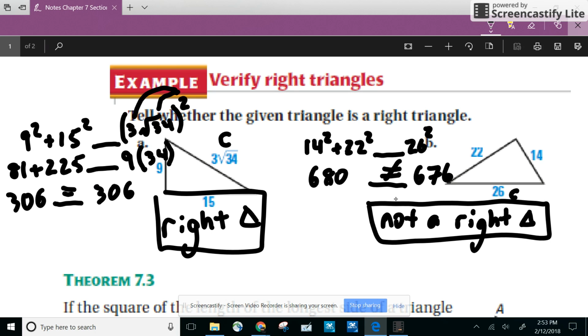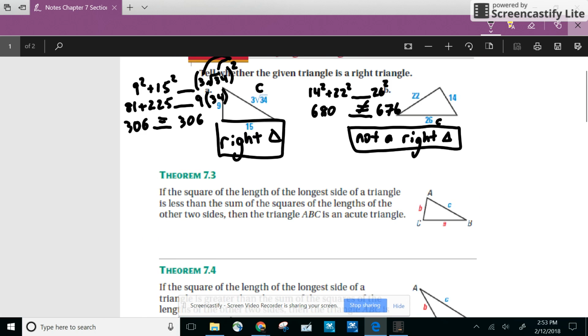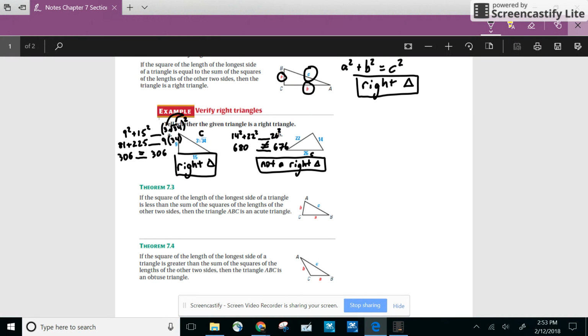676 is almost 680, so they're almost the same. So that angle up here is almost 90, but not quite. Or rather, it's not 90. Okay, so now we're going to jump down to theorems 7.3 and 7.4.